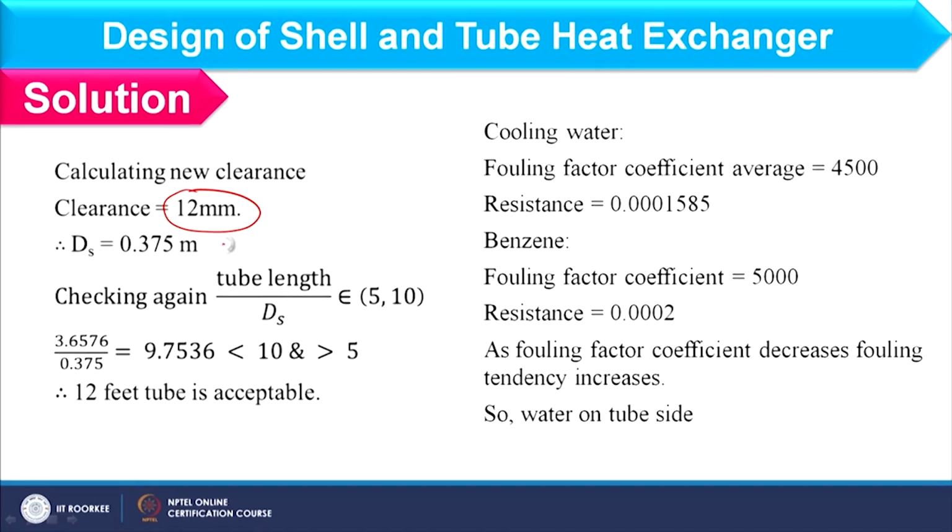Diameter of shell is equal to 0.375 and L by D ratio will come as 9.7536. So, that should be less than 10. So, we can consider that 12 feet tube length is acceptable, right. So, in this way you have decided the tube as well as exchanger length and tube diameter, okay, and the shell diameter. Okay. So, further what we have to do? We have to allocate the fluid to shell side or tube side.